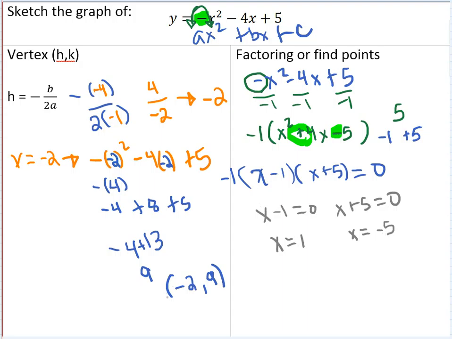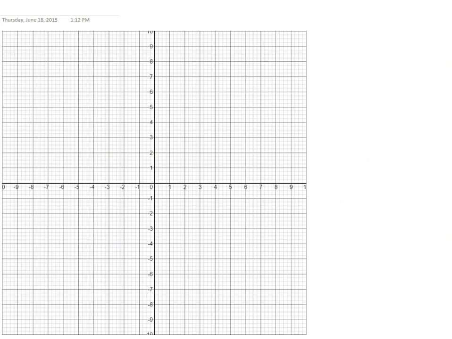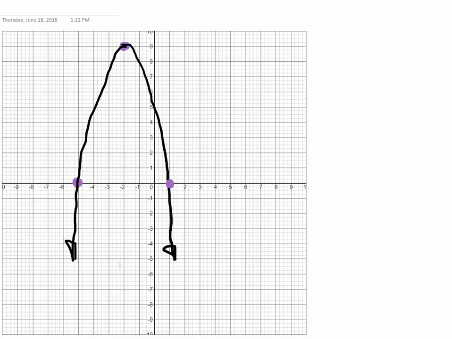Now let's graph our vertex and our roots. So we're going to go negative 2 and 9 and put a point at 1 and negative 5 on the x-axis. So negative 2 and 9. I need a point at 1 and negative 5. Okay, so let's draw this in. Start here at your vertex. We're going to go down that way. Draw there. We're going to go down that way. Okay? That is the graph for our problem.